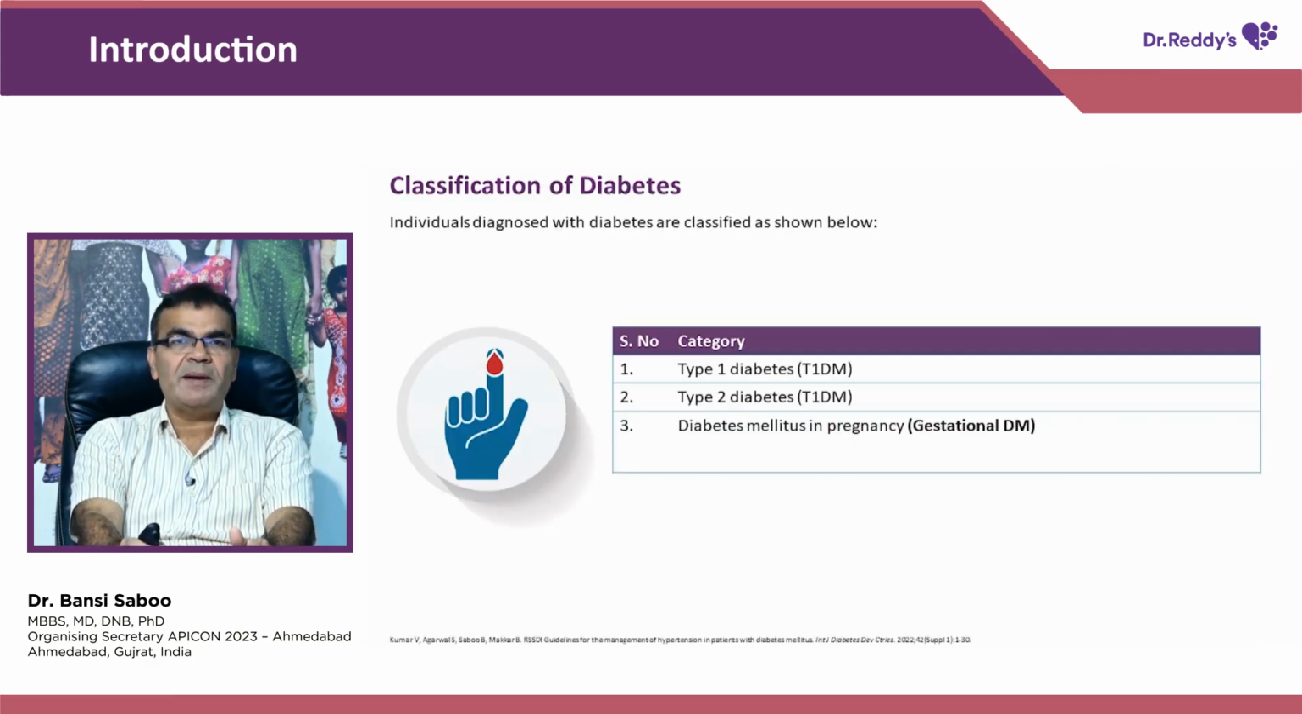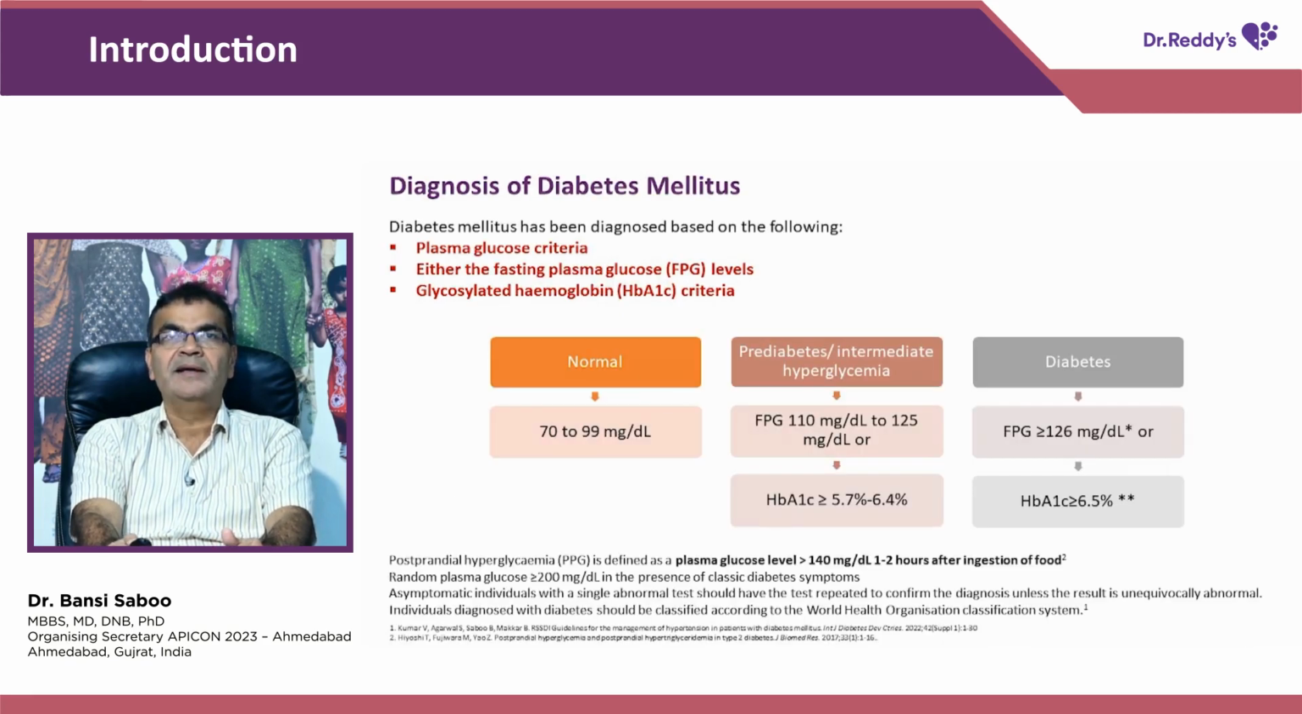Classification of diabetes: primarily it's type 1 and type 2. We also have gestational diabetes, when someone develops diabetes or hyperglycemia during pregnancy, which we call gestational diabetes or hyperglycemia in pregnancy. There is a fourth variety of diabetes known as secondary diabetes. It may be because of post-pancreatitis or other causes like steroid-induced hyperglycemia.